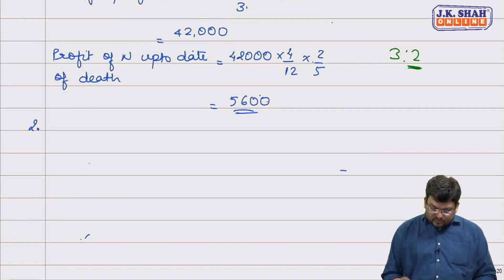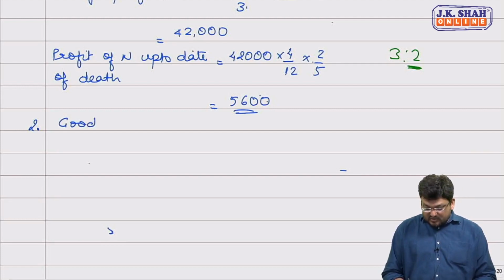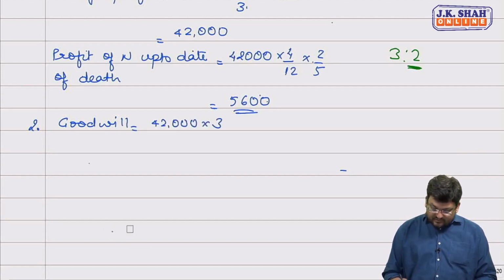Second question, we are also supposed to calculate his share in goodwill. To calculate his share in goodwill, how much is goodwill? Sir, goodwill is point C. Read point C. 3 years purchase of average profit of 3 preceding completed years. So how much is goodwill, friends? Average profit was 42,000 and goodwill is 3 years purchase of average profit.